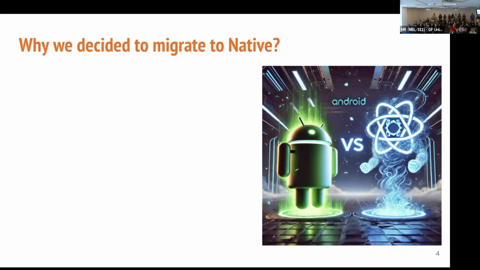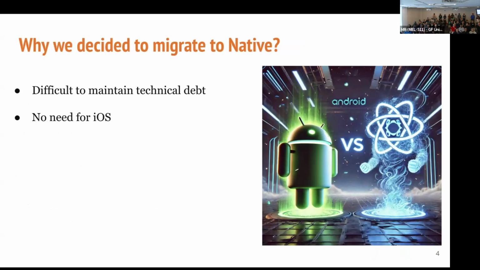So why did we even decide to migrate to native? We had this React Native code and app on our screen, and it was working fine until it didn't. It was so difficult to maintain that codebase, and it was hard to solve all the technical debts. One of the benefits of React Native is that you can get an iOS app with the same code. But in our case, we didn't even need the iOS app. We just have this one Android device.